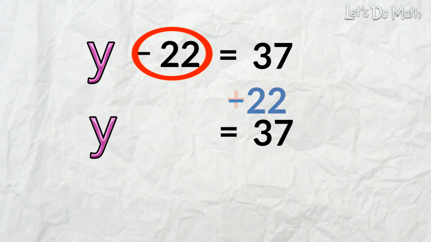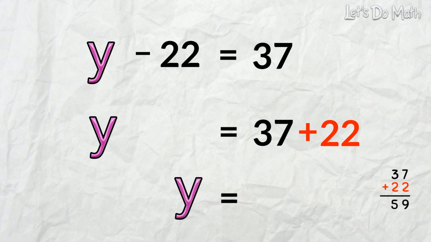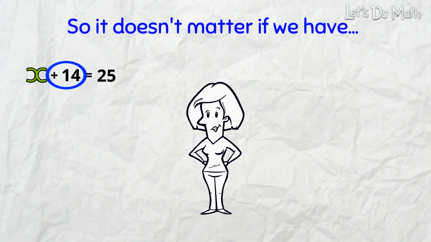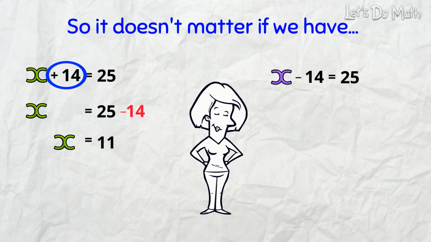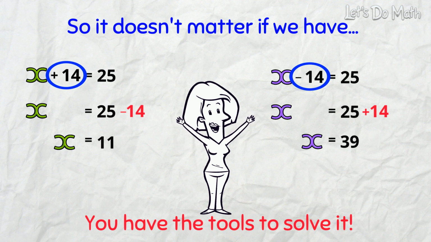Minus becomes plus. And now we evaluate. 37 plus 22 is 59. y equals 59. So it doesn't matter if we have x plus a number or x minus a number. You have the tools to solve it.